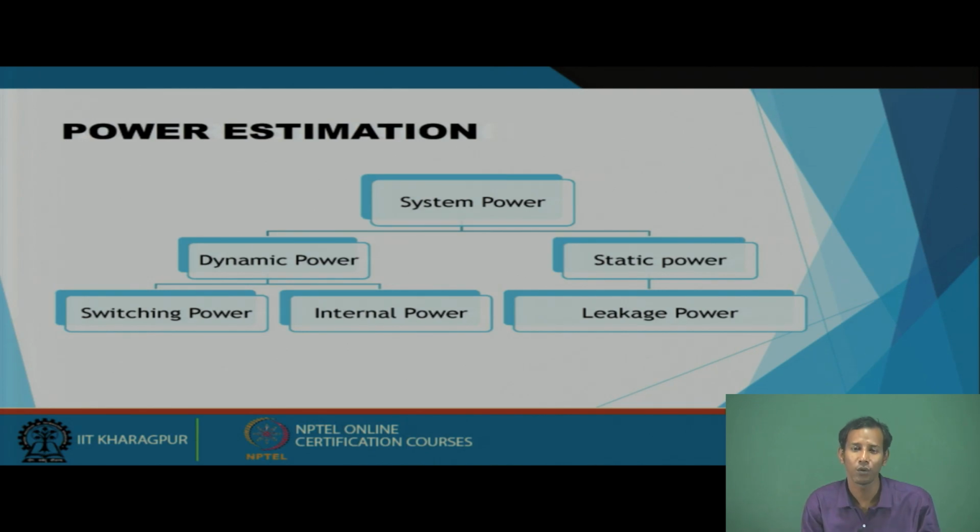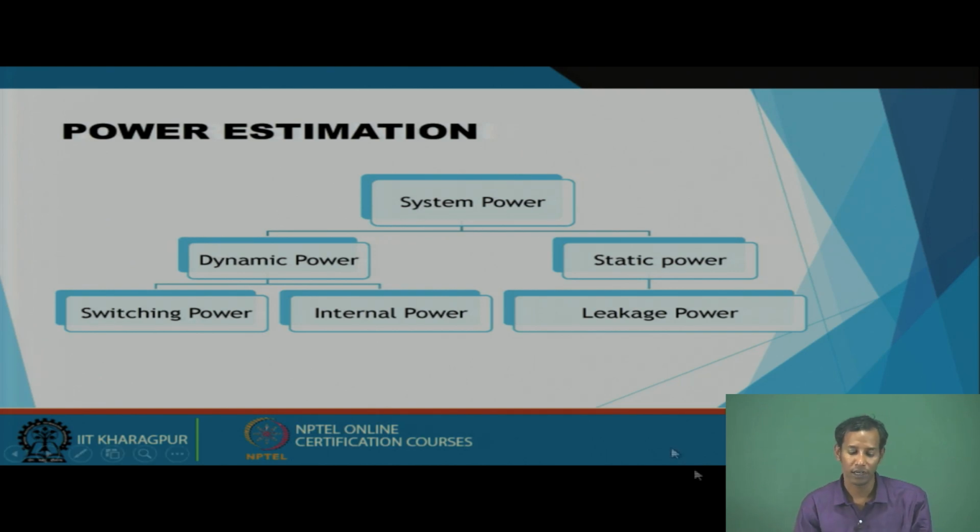Then how can we estimate, what are the sources of power inside a VLSI digital circuit design? The system power is dominated by two types of power. One is dynamic power, another is static power. In dynamic power you have two types, the switching power and the internal power. In static power you have the leakage power.